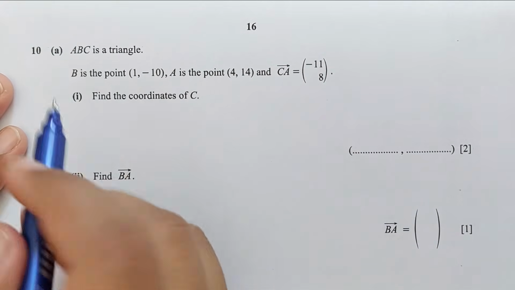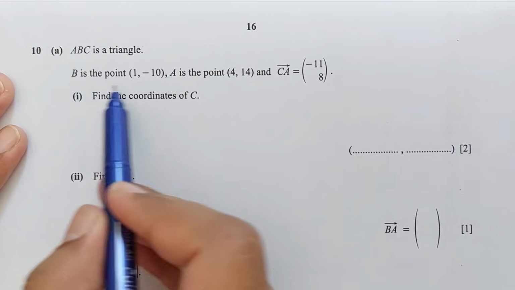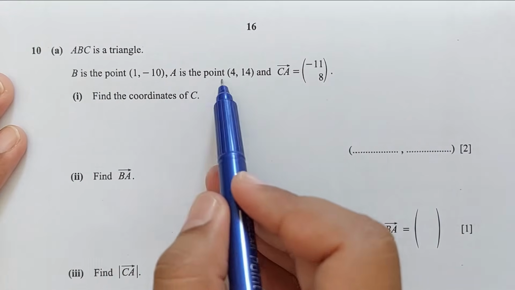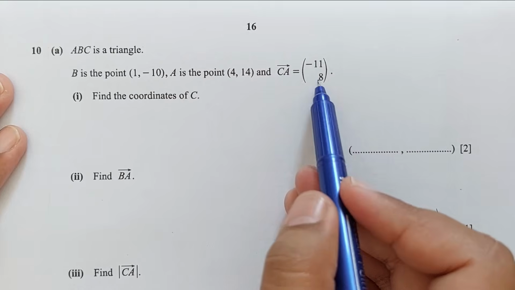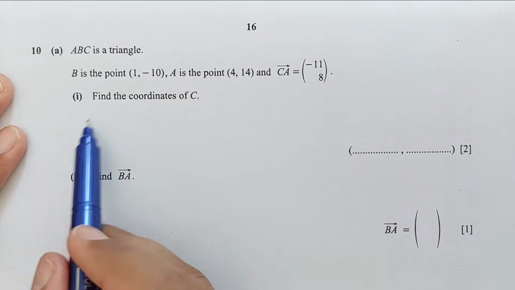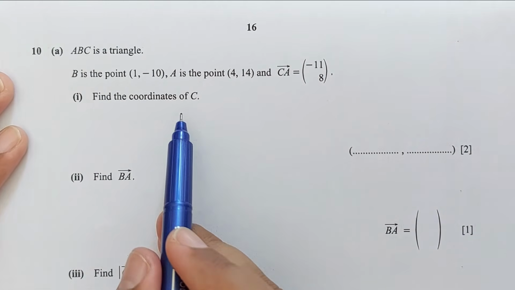Question number 10, part A. ABC is a triangle. B is the point (1, -10), A is the point (4, 14), and CA is (-11, 8). Number 1, find the coordinates of C.